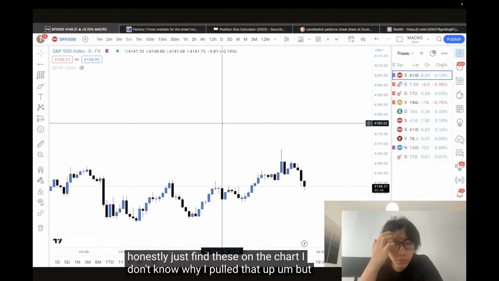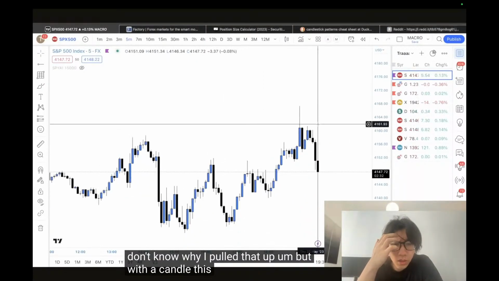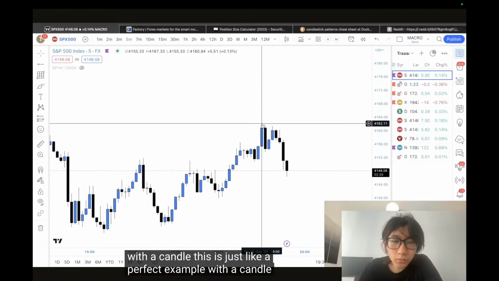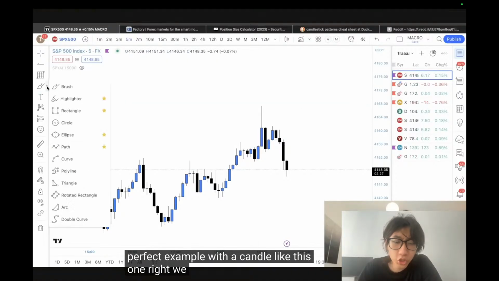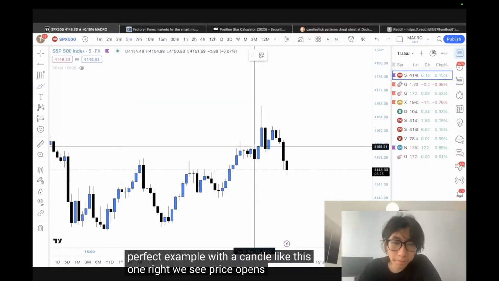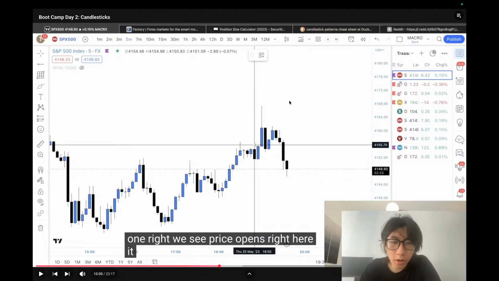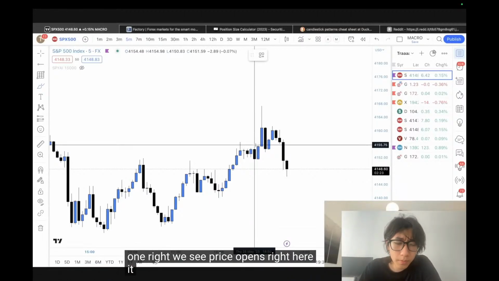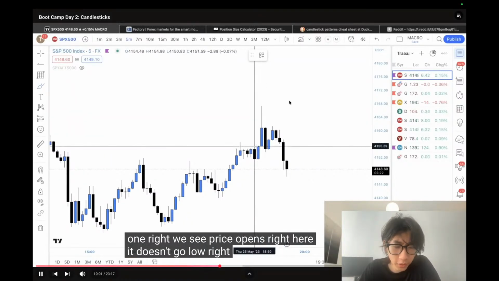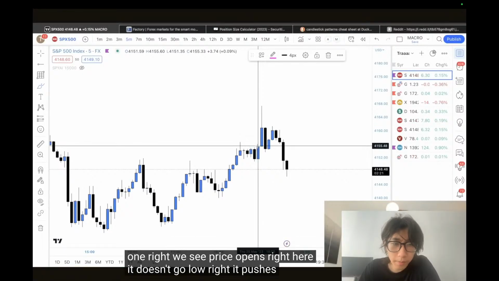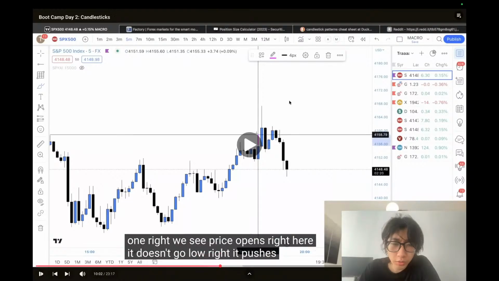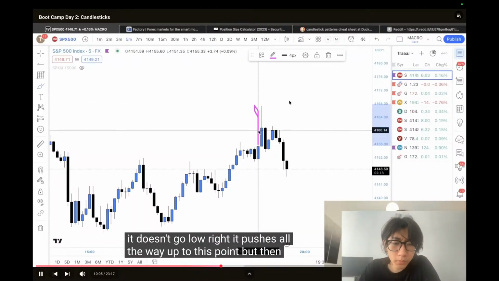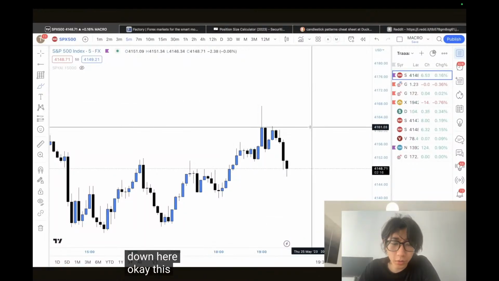But with a candle, this is just a perfect example. With a candle like this one, it's super high. Price opens super high right here. The maximum price is super high, but the opening and the ending aren't that extreme. It doesn't go low at all. Everyone is just pushing up. It's super bullish all the way up to this point, but then closes down here.